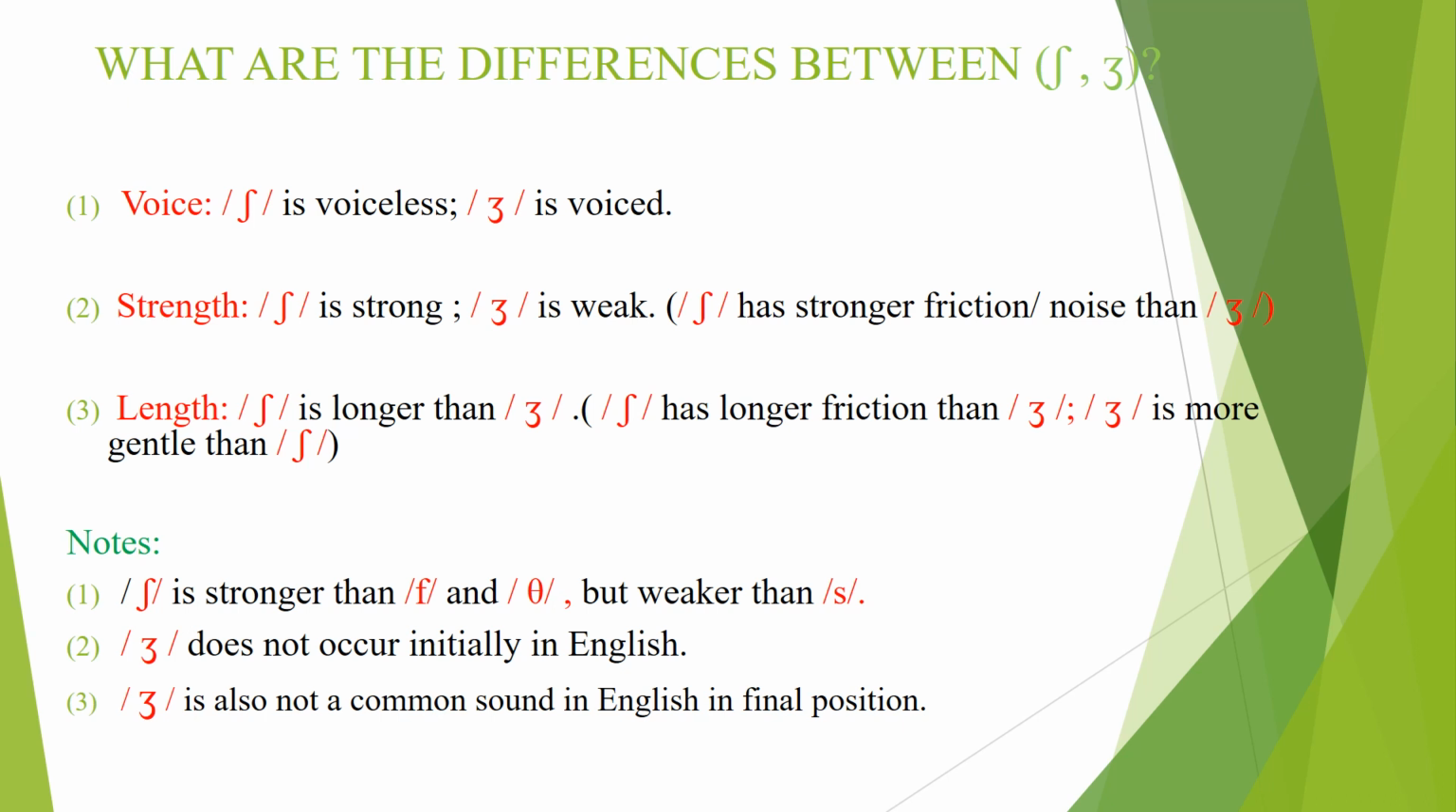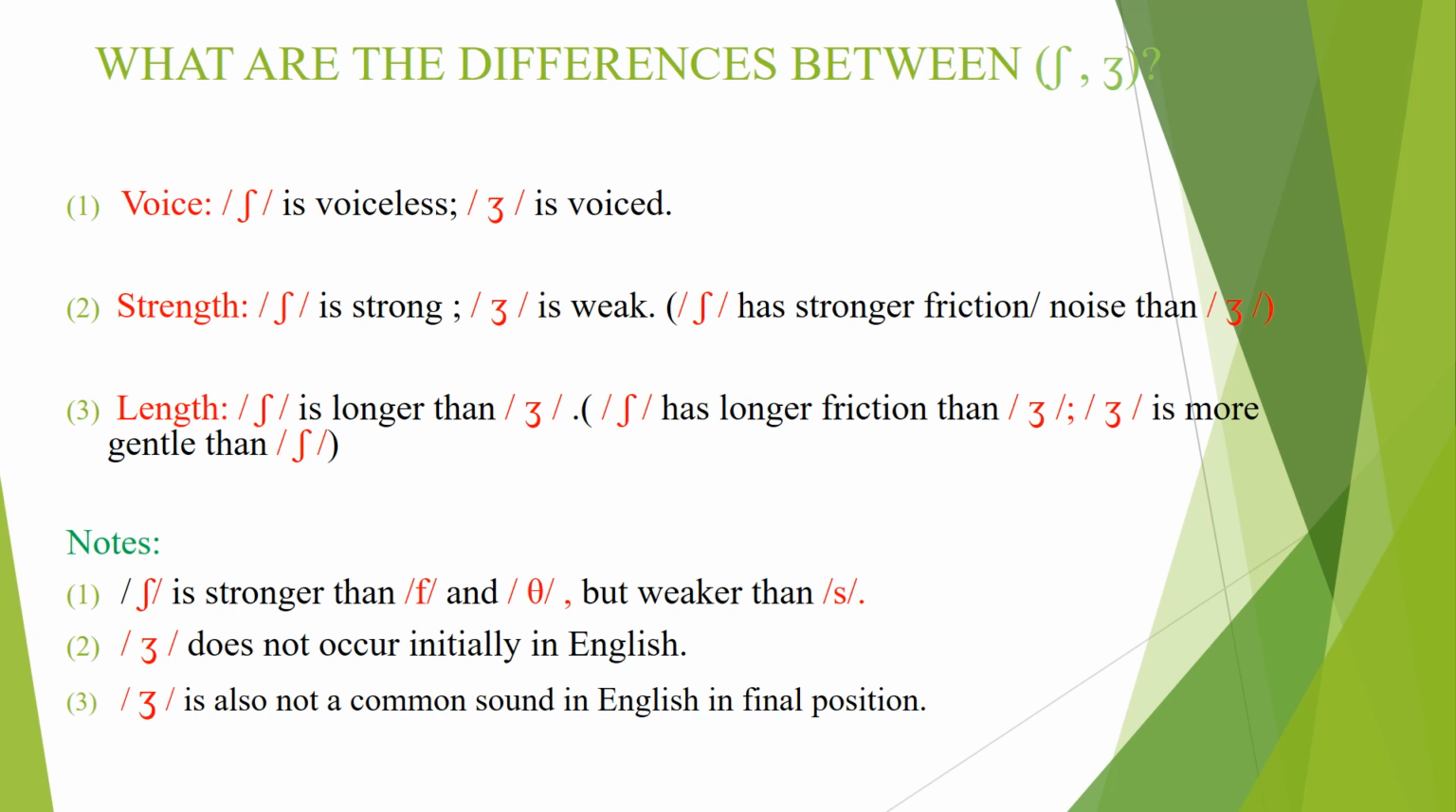What are the differences between sh and j? Sh is voiceless, whereas j is voiced. Sh is stronger than j. Sh is longer than j.